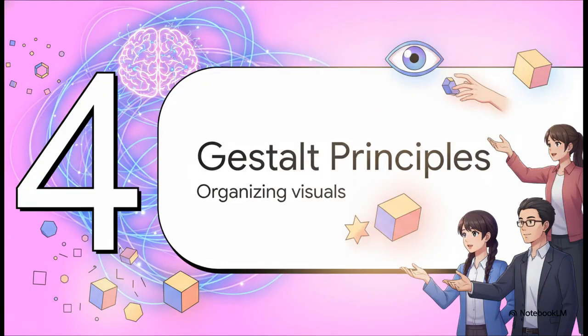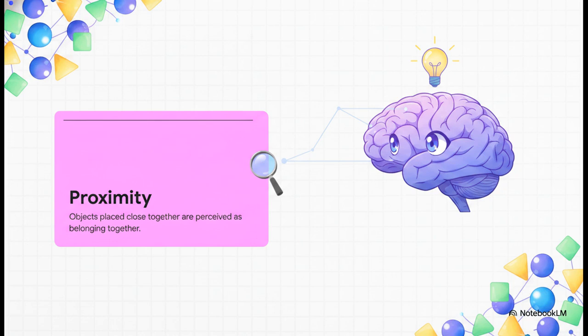Section 4, the Gestalt principles, how we naturally organize visuals. Okay, so once you've successfully grabbed the viewer's attention, how do they process the rest of the layout? Well, this brings us to proximity. And the rule here is brilliantly simple. Objects placed close together are perceived as belonging together.